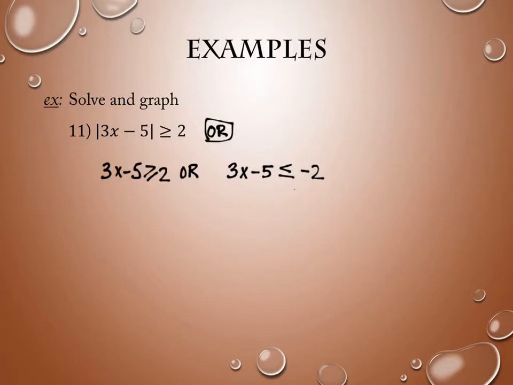Now, they solve in exactly the same way, right? Like, what's the first thing I have to do to solve either of these inequalities? Plus 5. So I'm going to do plus 5 on both sides of the left-hand one. So that's 3x is greater than or equal to what? 7. And if I do plus 5 to the one on the right, I have 3x is less than or equal to what?